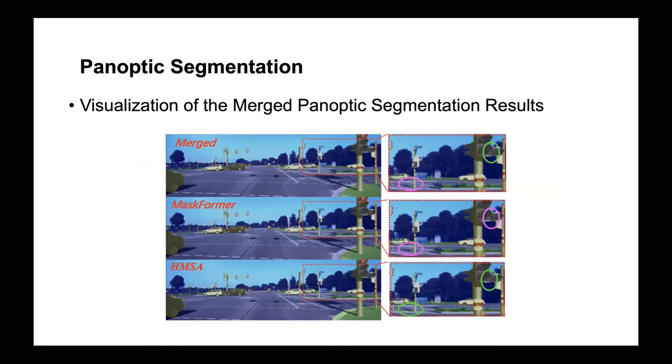In order to merge two segmentation results, we evaluate the results of each semantic class using the SQ score on the validation set. As we can see in this visualization, for the category of terrain, as shown in the left circle, MaskFormer performs better, while for the category of traffic light, as shown in the red circle, HMSA is better. During the merging step, we simply pick the segmentation mask with higher mIoU for each semantic class.